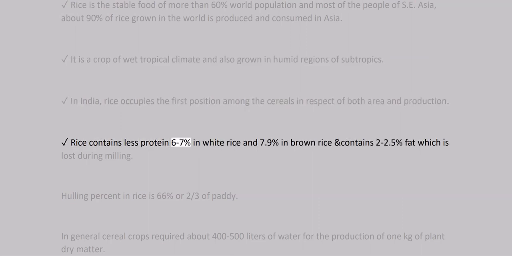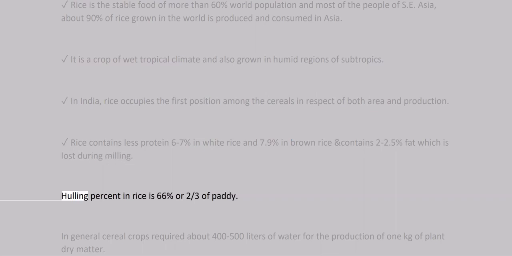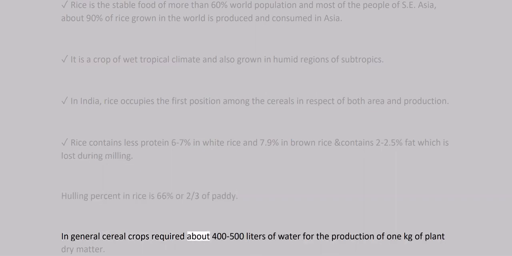Rice contains less protein, 6 to 7% in white rice and 7.9% in brown rice, and contains 2 to 2.5% fat, which is lost during milling. Hulling percent in rice is 66%, or 2/3 of paddy. In general, cereal crops require about 400 to 500 liters of water for the production of 1 kilogram of plant dry matter. But rice consumes 10 times more water, i.e. 5,000 liters of water to produce 1 kilogram of rice grain.